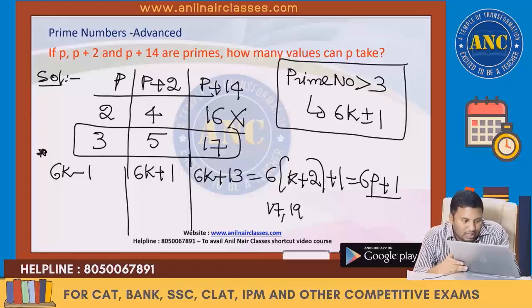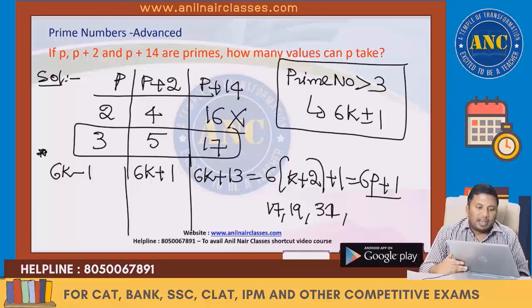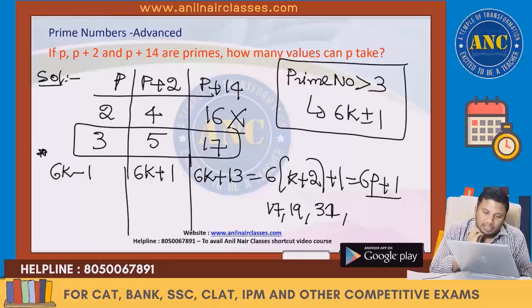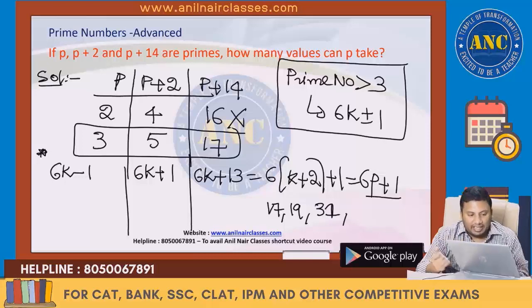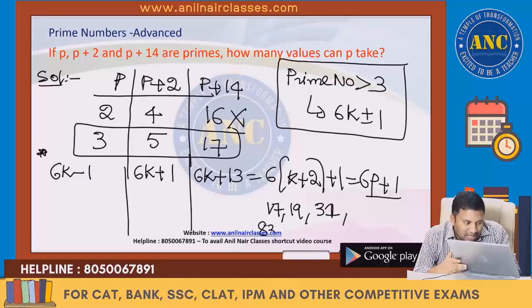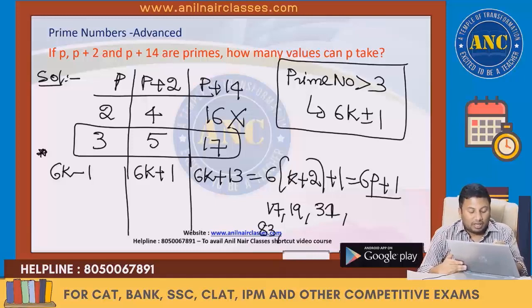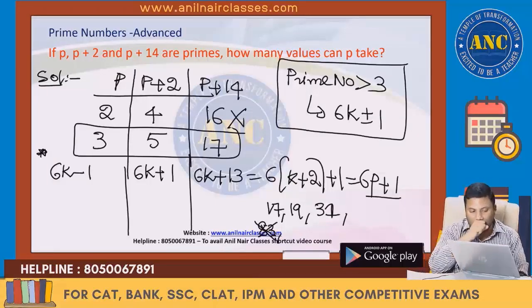17 plus 2, 19. 17 plus 14, 31. Like that, try to take some numbers, right? 83. 83 is 6 into 14 minus 1. 83 plus 2 is 85. It is not satisfying. So there exists some 2-digit numbers which will satisfy this number.